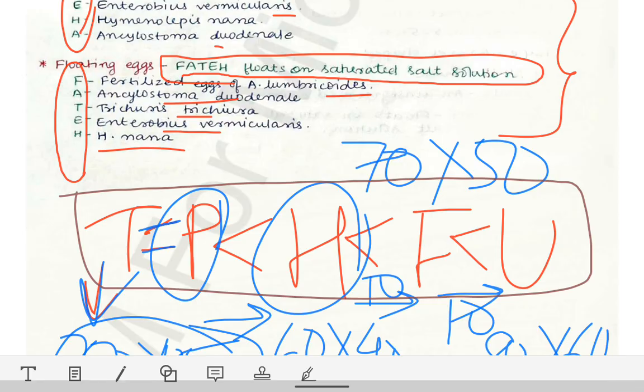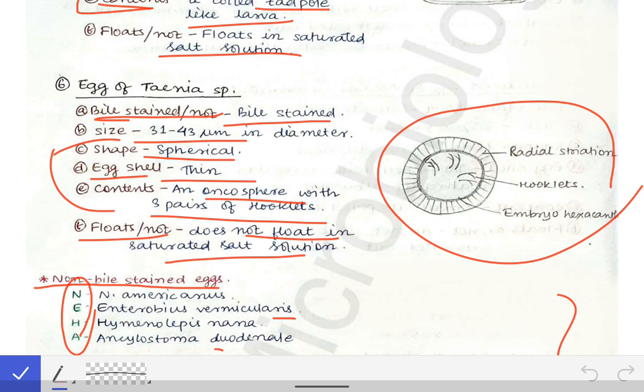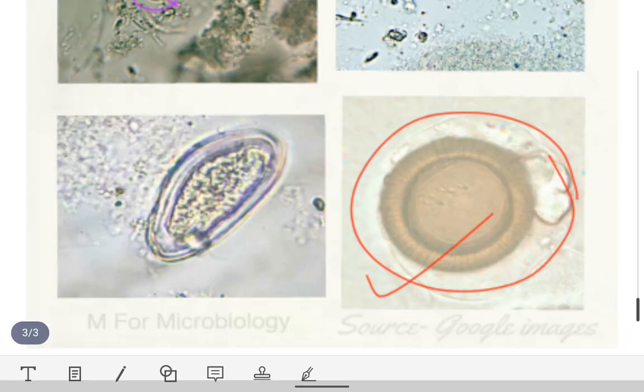Okay, now the size of the Taenia species. I could not make a mnemonic for that, so you have to remember that only. So just remember that the size of the Taenia species egg is 31 to 43 micrometer. So this is all about the eggs of the helminths.